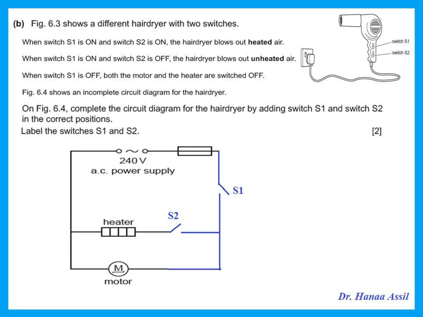Switch 1 is outside in the circuit so that if it's closed, it will control both. But switch 2 is only with the heater, and that means if it is off, then the heater does not work.